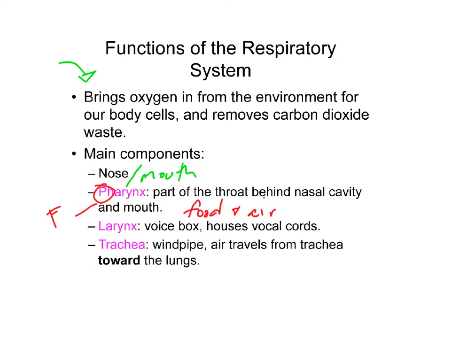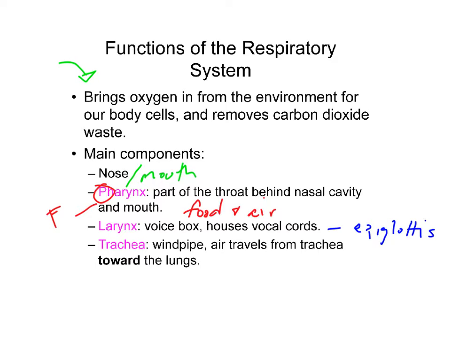The larynx then is the beginning of where it's going to be air only, and it's protected by a flap that we'll be talking about in the digestive system called the epiglottis. Now you guys saw the glottis on a frog, which would close over the airway. The epiglottis is almost the same thing in humans. It's more like a trap door that will flip down and block food from entering the larynx.